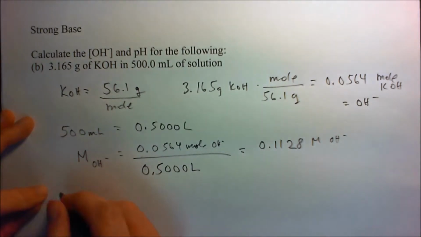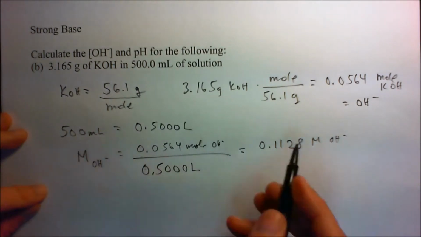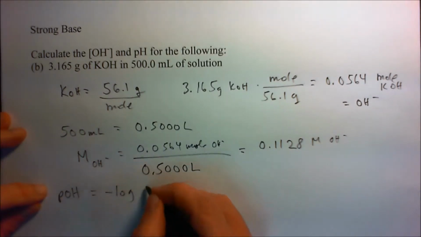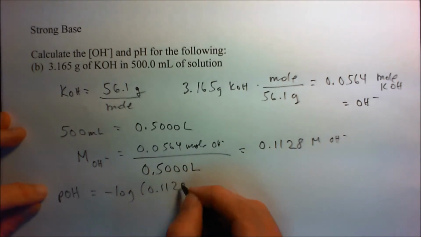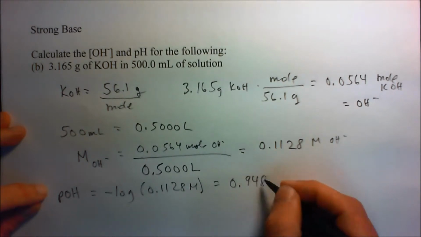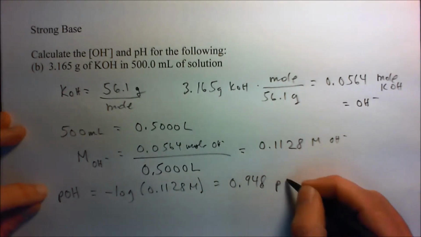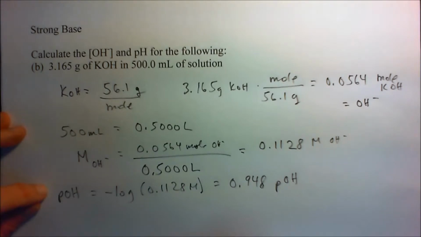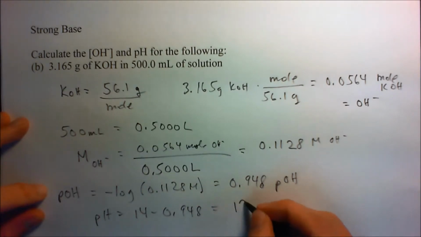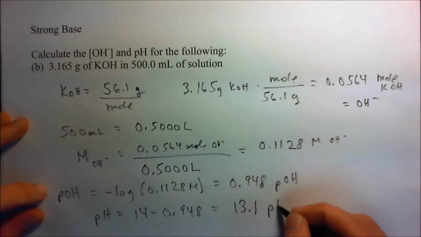Now we can get our pOH, which is minus the log of that concentration. So pOH is minus the log of 0.1128 molar, and that gives us 0.948 pOH. Finally, we can get our pH, and our pH is 14 minus this, so our pH is 14 minus 0.948, and that gives me a final pH of 13.1.